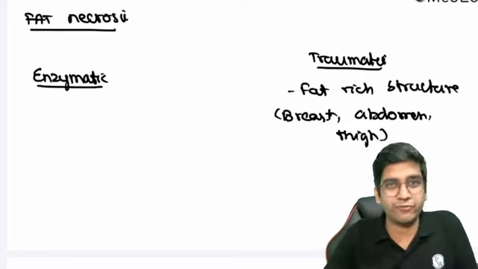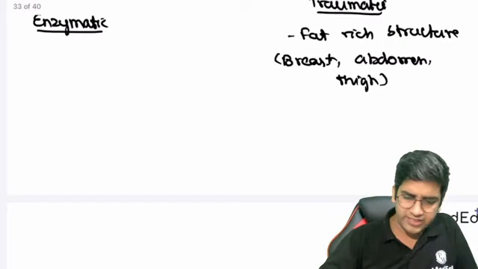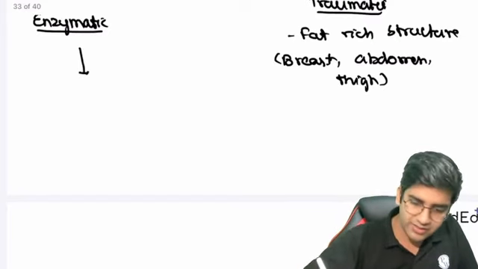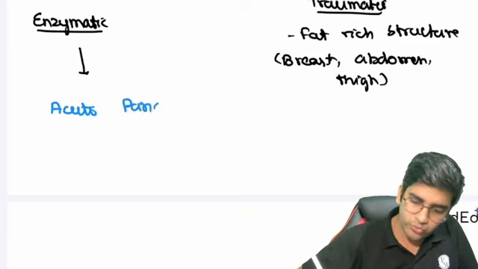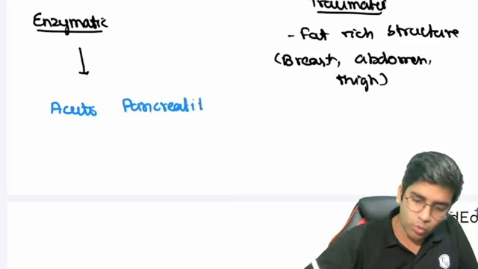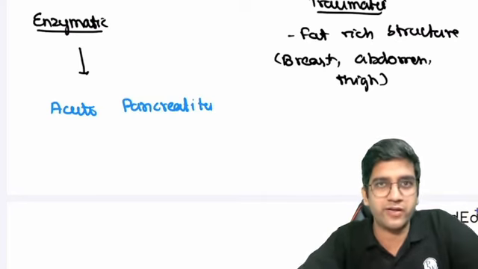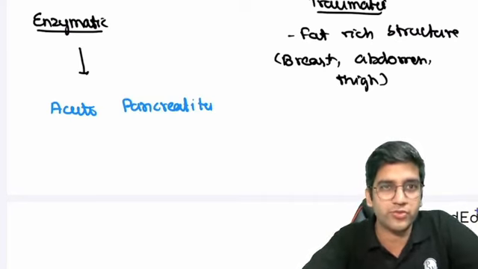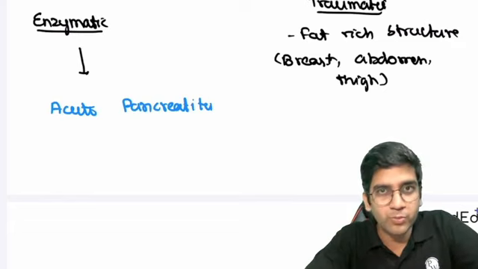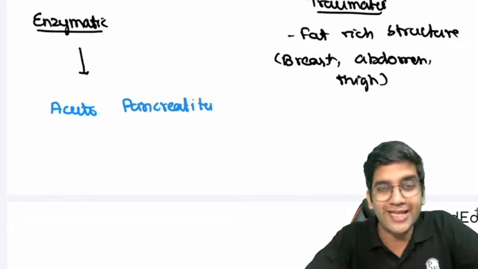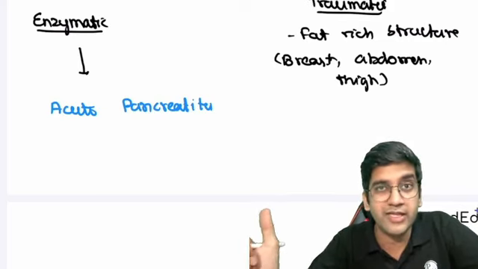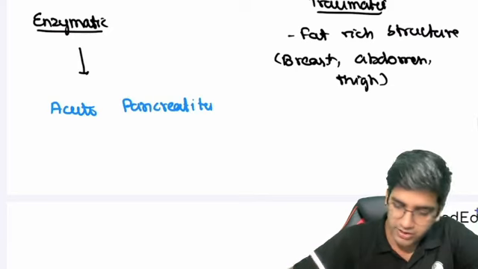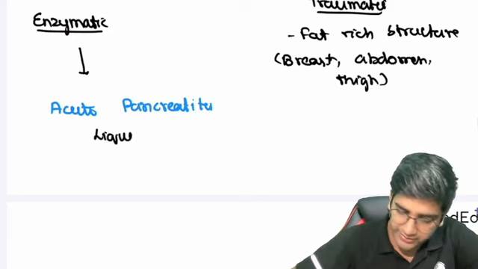Enzymatic, we learn a little bit carefully. For enzymatic fat necrosis, let's take a disease called acute pancreatitis. First I want you to answer a question. What type of necrosis do we see in acute pancreatitis? Caseous, coagulative, liquefactive, fibrinoid? In acute pancreatitis, the lipases will come outside. We saw them, right? Perfect, it'll have liquefactive necrosis. In acute pancreatitis, I'm going to have liquefactive necrosis.